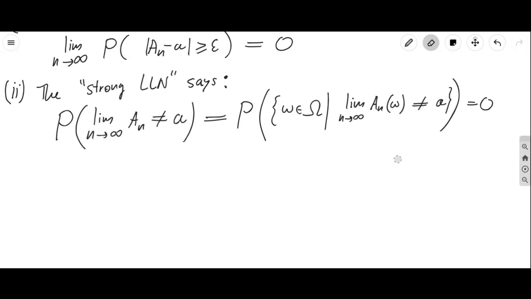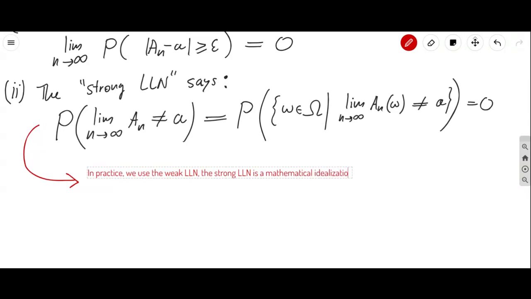That's what it says. And I would like to just say that in practice, we use the weak law of large numbers. The strong law of large numbers is a mathematical idealization when we do something up to infinity.